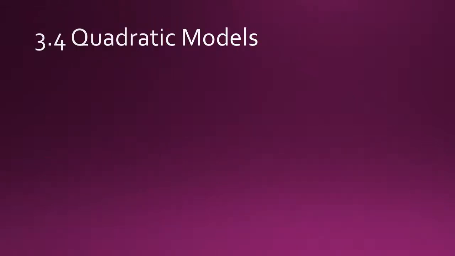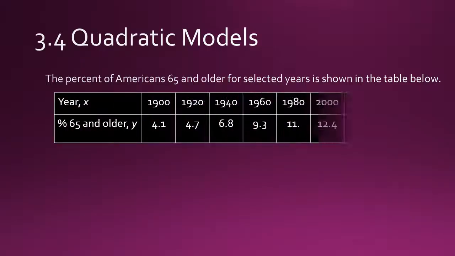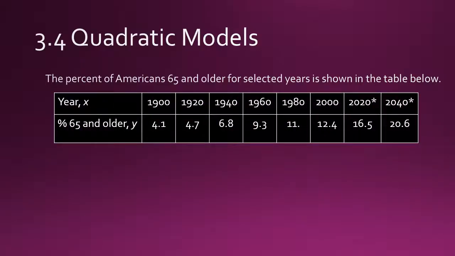Now we're going to work with a quadratic model. We're going to be given a table of data, and this is the percent of Americans 65 and older for selected years. You'll notice the selected years go up to 2040. You'll also notice that 2020 and 2040 have an asterisk. Those are projected percentages, obviously, since we haven't actually reached those years yet.